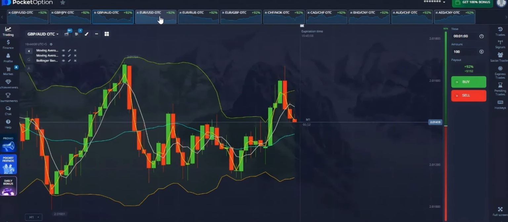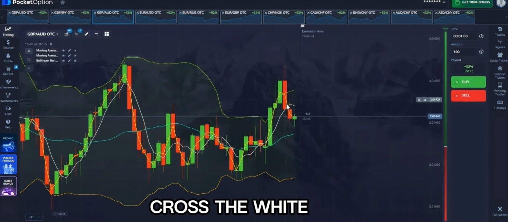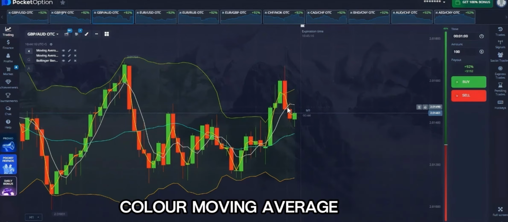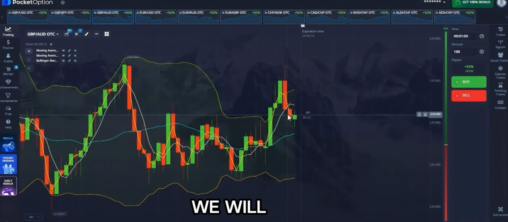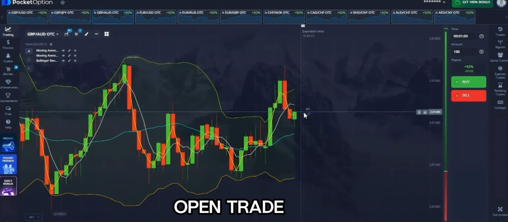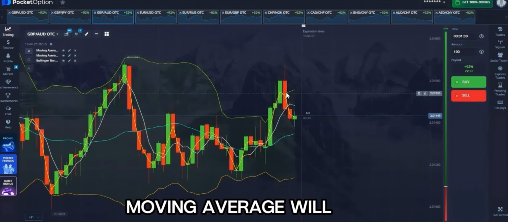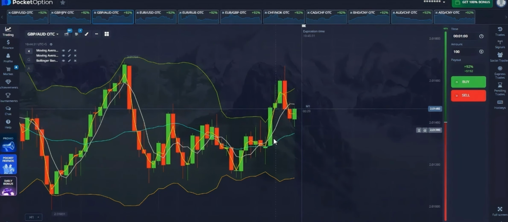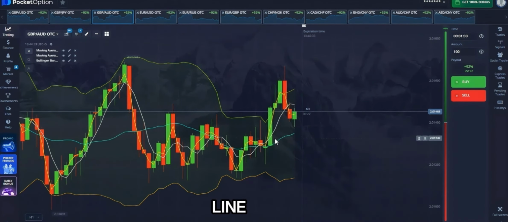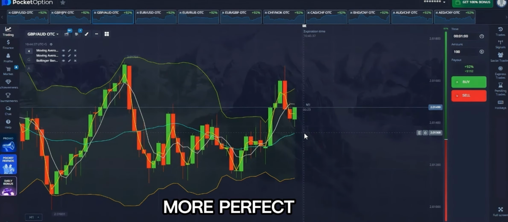When the yellow moving average crosses the white moving average, we will open a trade. But at the same time, when the moving average crosses the middle line, then the signal will be more perfect. Let's start trading.